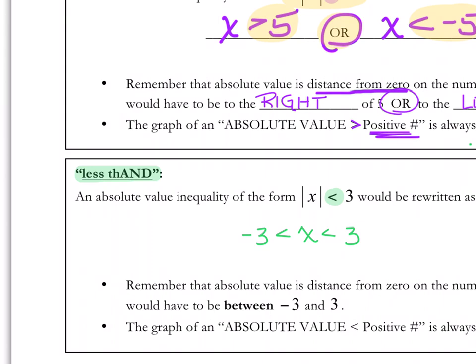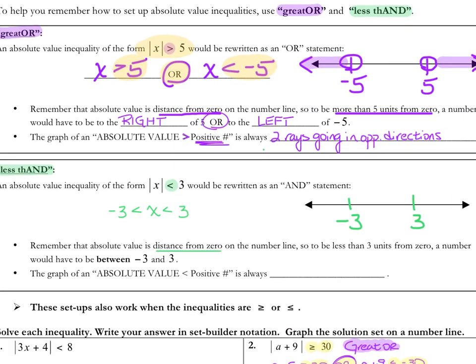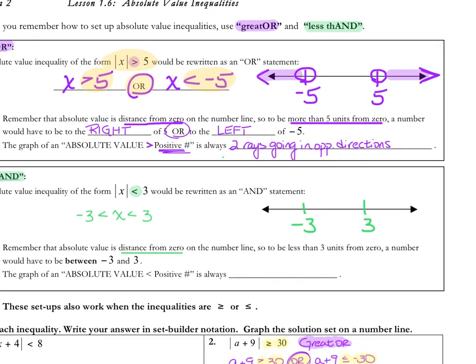Now the reason that makes sense is because absolute value is distance from 0 on the number line. So if you want the distance from 0 on the number line to be less than 3 units, here's 0, that means you want to have the numbers in between -3 and 3. So it would be all the stuff in the middle here, in between. Okay, and for statements where the absolute value is less than a positive number, the and statements will always have a graph that's a segment.